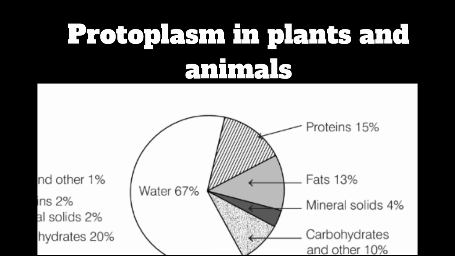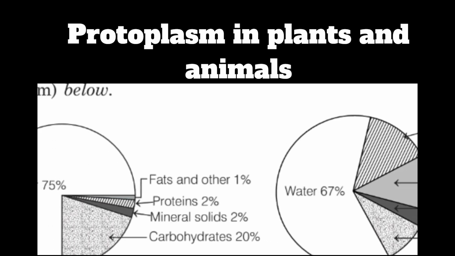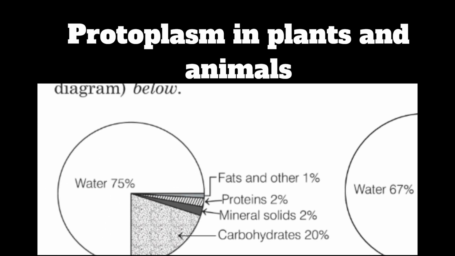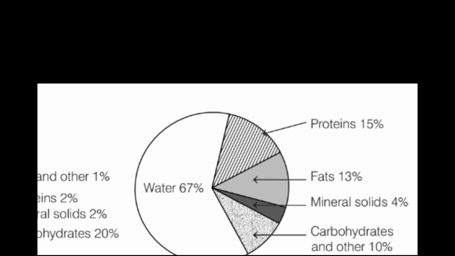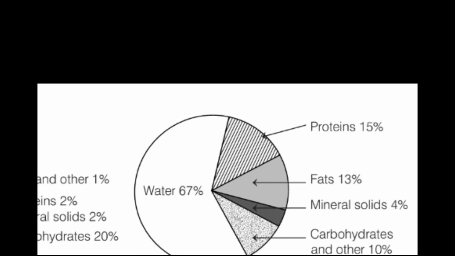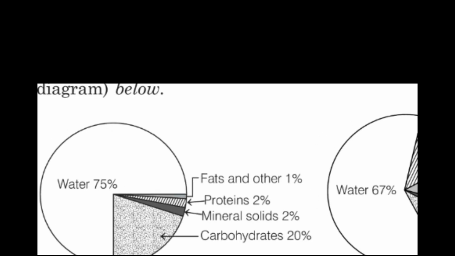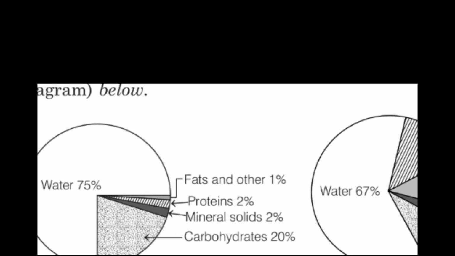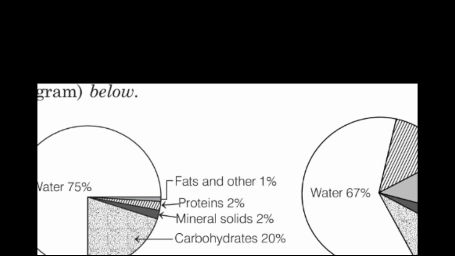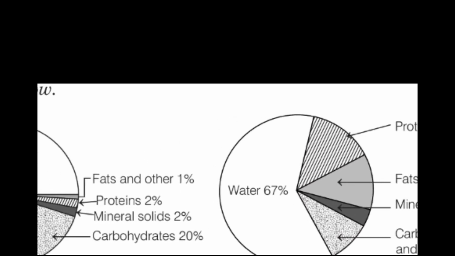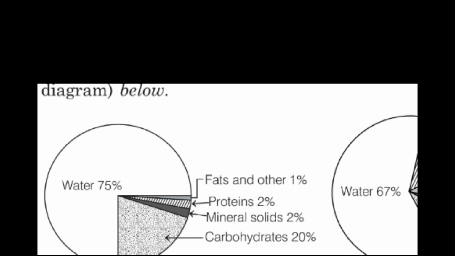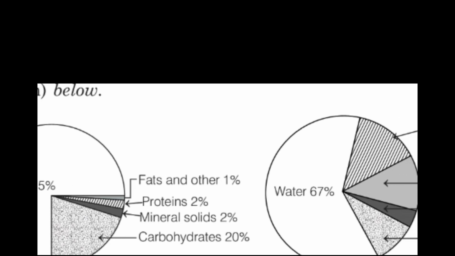So you have to remember the percentage of the components present, like water 75% in plants, and in animals it is 67%, whereas protein is 15% in animals and only 2% in plants, mineral solids 2% and 4%, carbohydrates 20% and 10%. That means the plant has more carbohydrate than animals, 20% in the protoplasm. This is the chemical constituent of the protoplasm.